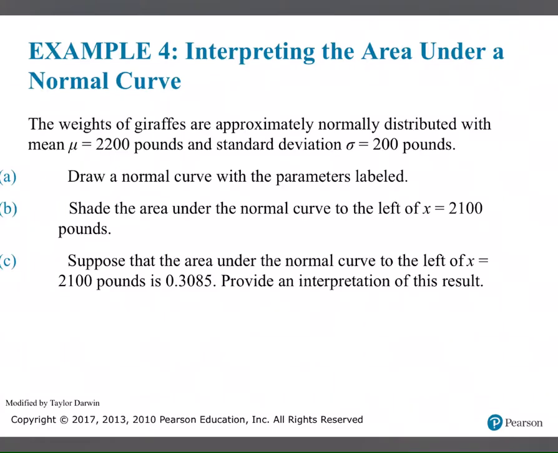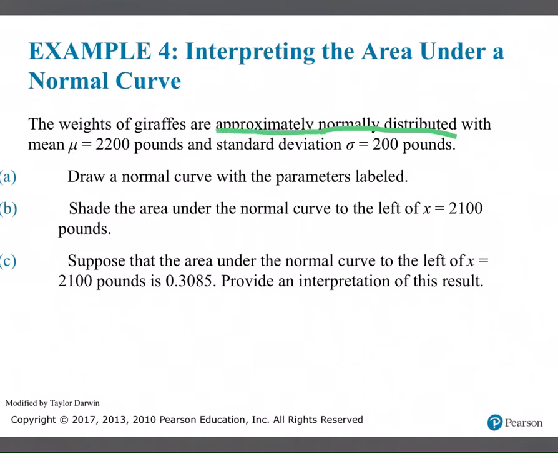So let's do an example and try to figure out what this all means. It says, interpret the area under the normal curve. The weight of giraffes are approximately normal with a mean of 2,200 pounds and a standard deviation of 200 pounds. Draw a normal curve with the parameters given. So first off, we know it's normal because it told us, which means approximately normally distributed.